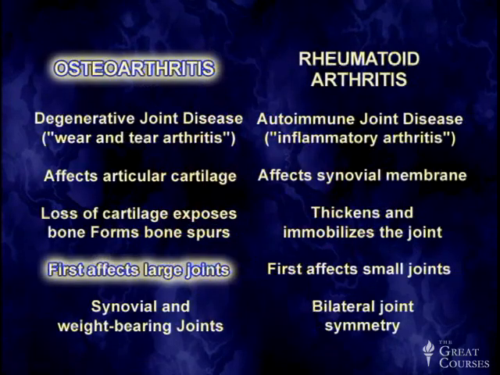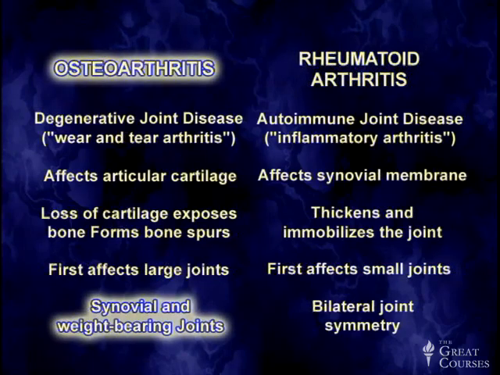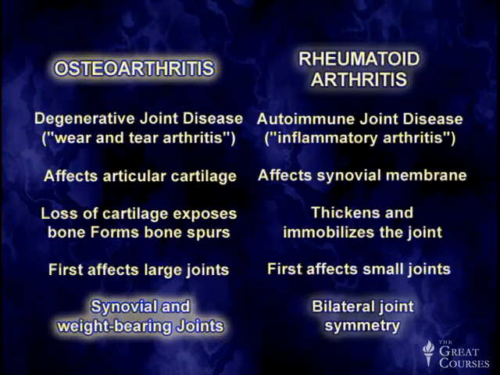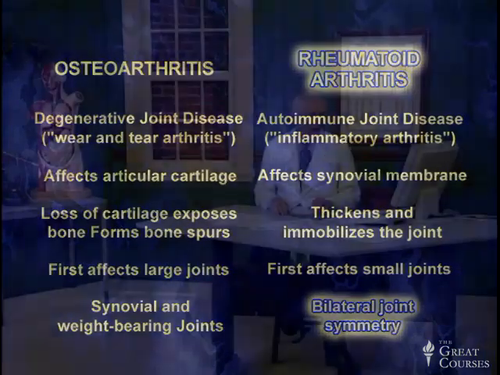Osteoarthritis tends to, at first, affect large joints like the knees and the hips, although it can go anywhere. And rheumatoid arthritis affects small joints like the fingers. The plague actually of people who have fine finger movements required for their work. And finally, the osteoarthritis involves both synovial and weight-bearing joints. The rheumatoid arthritis tends to be bilateral and symmetrical. So you tend to have either both knees or both wrists or both sets of fingers involved.